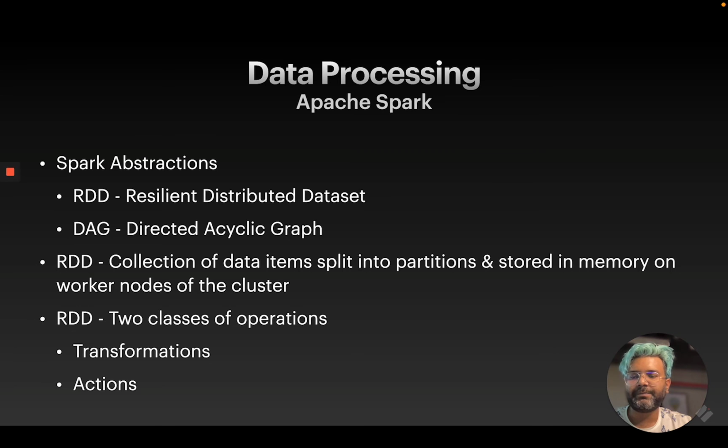So with RDDs, there are two classes of operations that you can perform: transformations and actions. Transformations are the operation class that essentially converts one RDD into another. For example, if you want to take an RDD and multiply that entire RDD by something else, that's going to be a transformation. Actions are the operations that actually produce a result. When they are applied on an RDD, they don't create another RDD, but they create a final result that can be used.